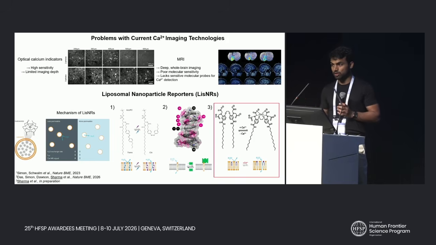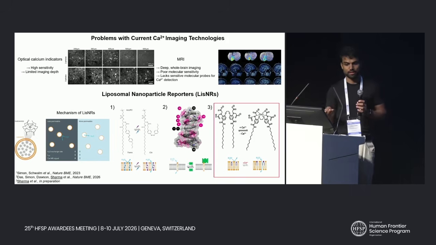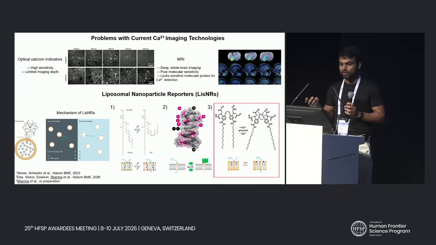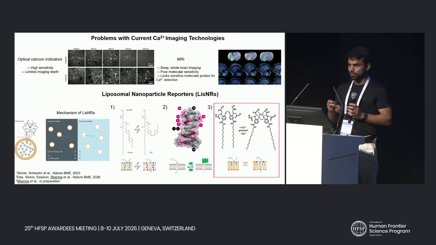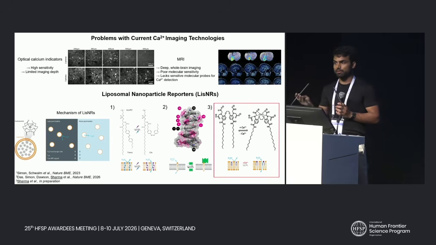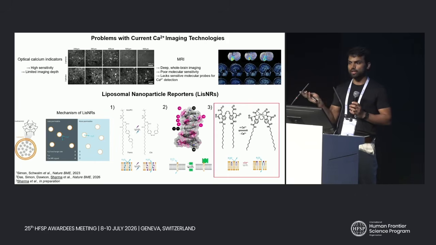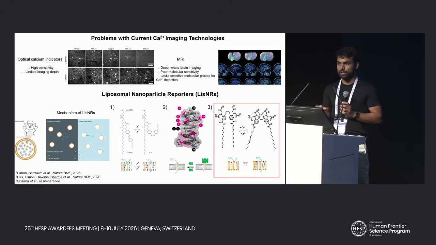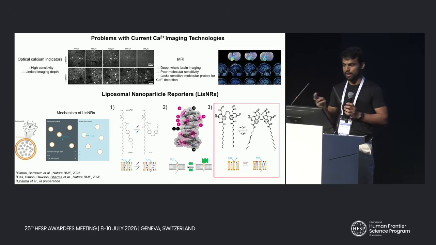We call them LisNR. The mechanism of how LisNR works is shown here on the left side. They are liposomes which enclose an MRI active contrast agent. We play with the membrane permeability, and there are different ways to do that. If the membrane is less permeable, so water cannot go in, or the exchange rate is lower, you have a darker MRI image. But if the membrane is more permeable, so water can go in and out, you get a brighter image.